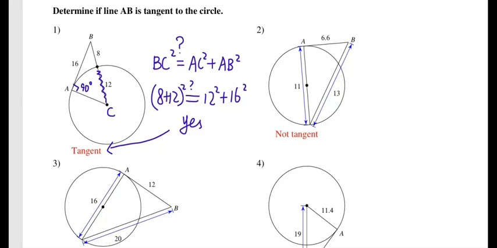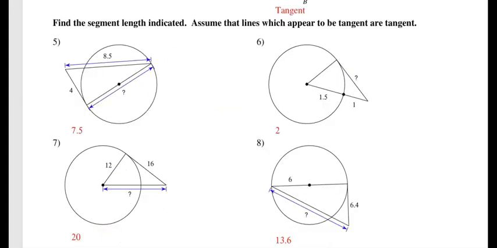All right, the remaining questions 2, 3, 4 are exactly the same. You're going to check if this is a right triangle or not. If yes, tangent. If no, not tangent. All right, let us continue. We're still using a squared plus b squared equals c squared for question 5.